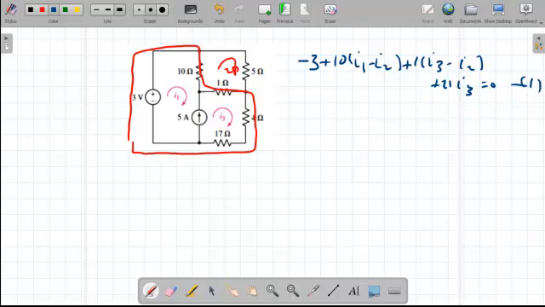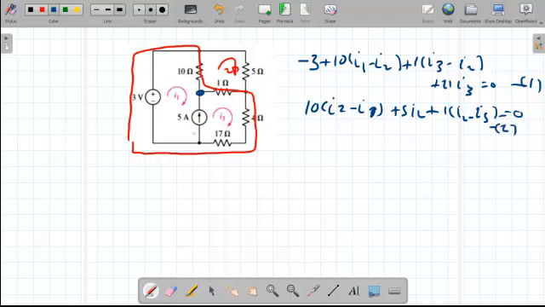The second equation, we can get it from mesh 2. So we say 10 times I2 minus I1, then 5 I2, then 1 times I2 minus I3 equals 0. So this is my second equation.